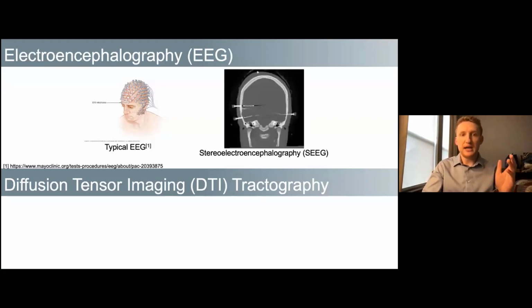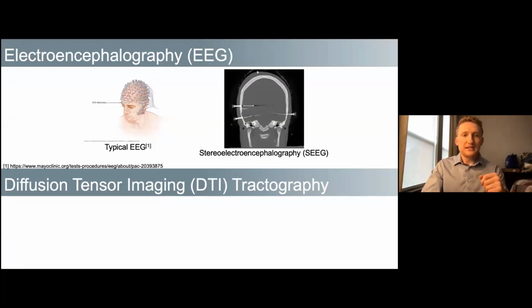So to combat that, we have stereo electroencephalography, or SEEG, which we see over here in the CT scan. And what we can do is essentially take these electrodes and implant them in the brain as depth electrodes, which is what we're seeing here. So if we can get the electrodes closer to the structures that we're wanting to study, we get a more accurate representation of what's going on deeper.